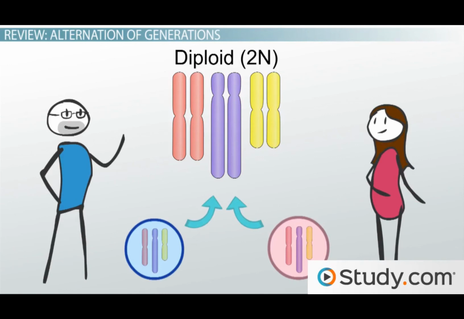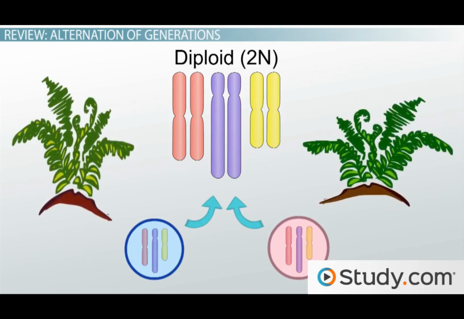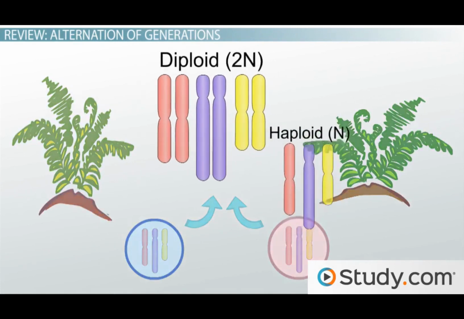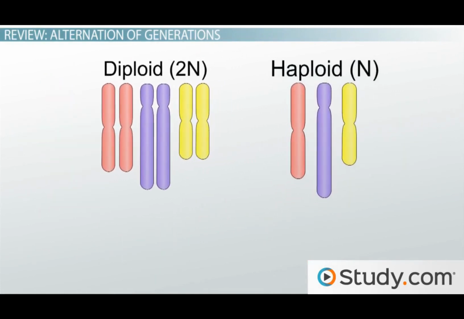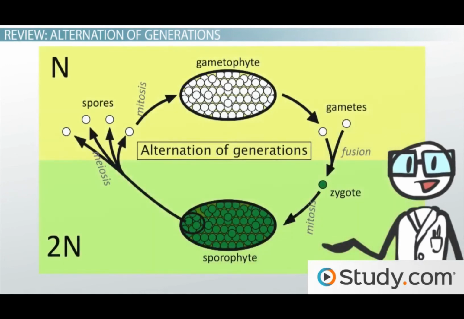Each diploid cell contains one copy of chromosomes from the male parent and one copy of chromosomes from the female parent. Haploid means one set of chromosomes and is commonly abbreviated as N because there's only one copy of the chromosomes. Let's look at a diagram of the basic idea of alternation of generations.